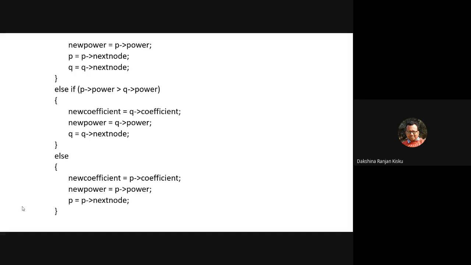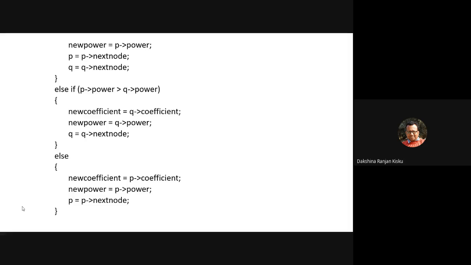Now, if p power is found to be less than that of q power, then we will find a new coefficient. That will be the new coefficient becomes the coefficient of the non-zero terms of the first polynomial. Okay, and new power becomes the exponent part of the non-zero terms of the first polynomial. And similar to the earlier step, we will advance the p pointer.